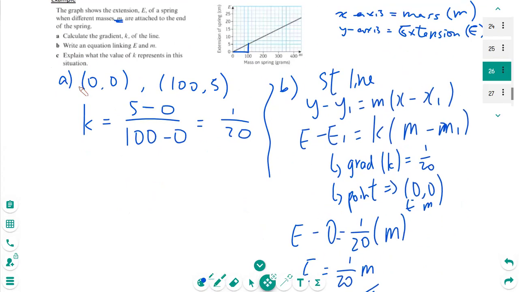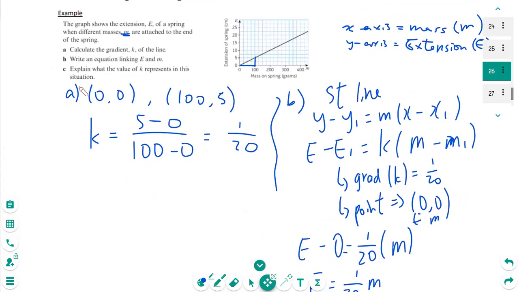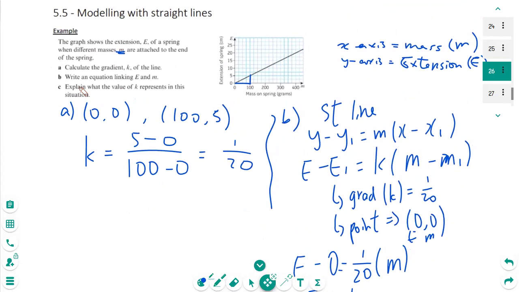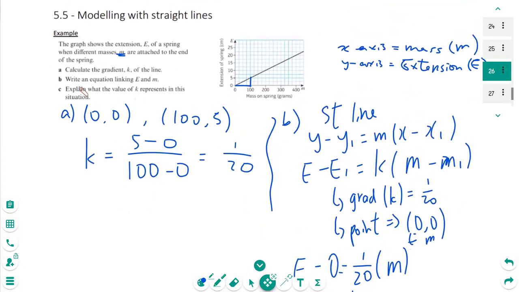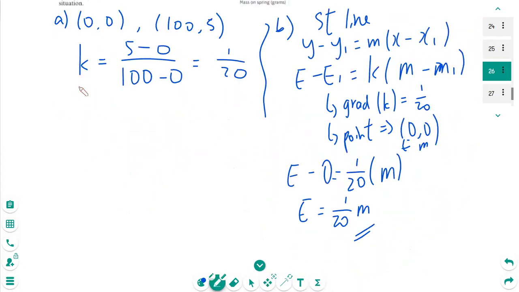So part C. Okay, part C. Explain what the value of K represents in this situation. So K is the gradient. Okay, so if you think about it in GCSE, gradient equals difference in y.